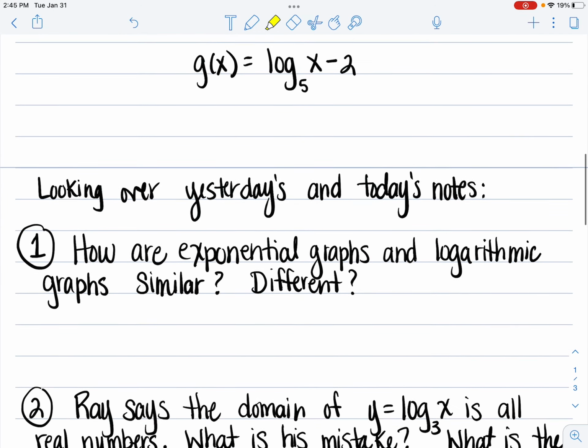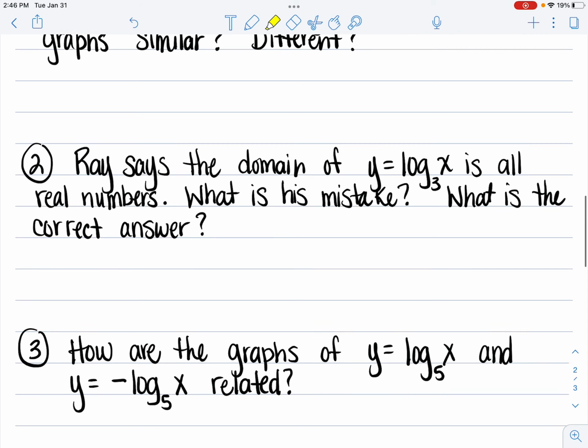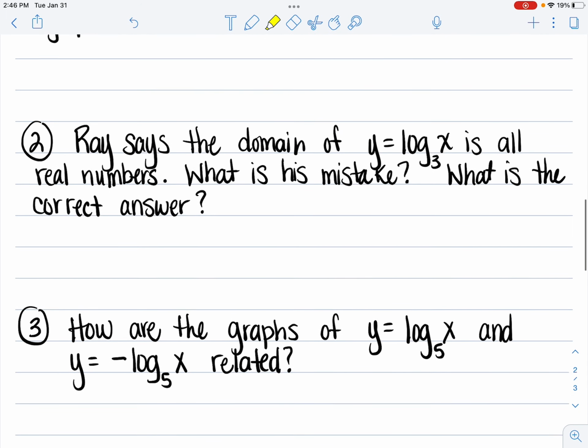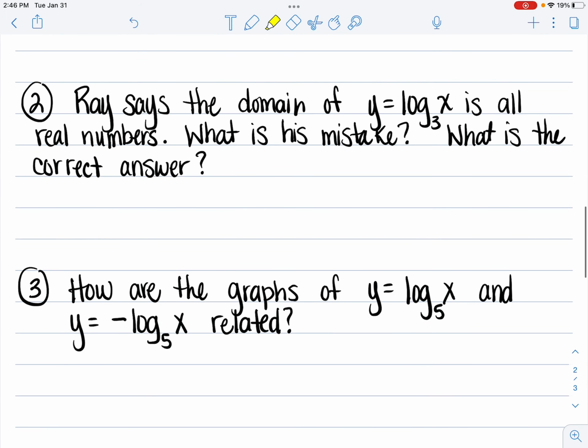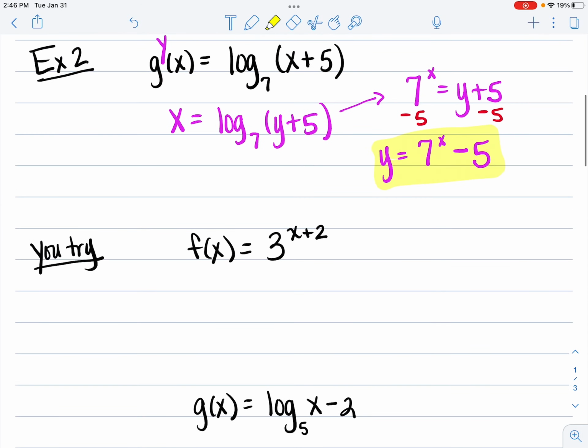Then I want you to flip your paper over and answer these 3 questions about the graphs that we talked about yesterday. Hopefully you still have those notes, or if you put them in the tray, feel free to go grab them. I want you to do that and turn that in before you leave class.